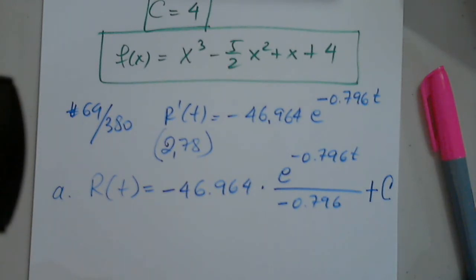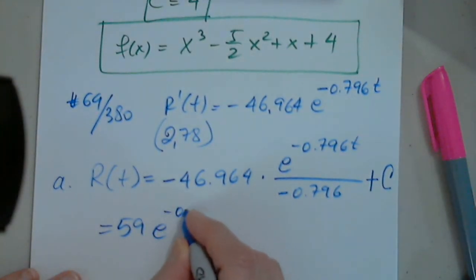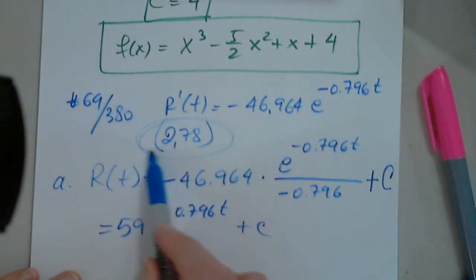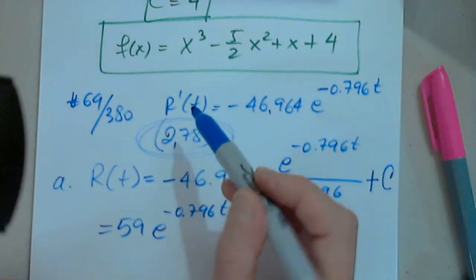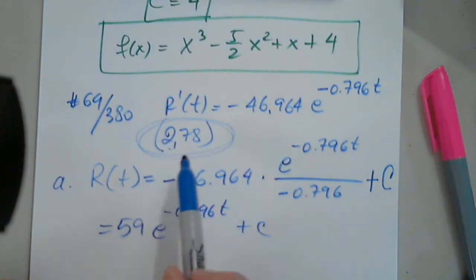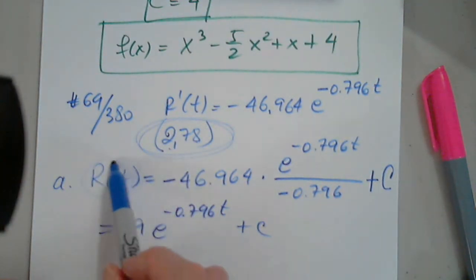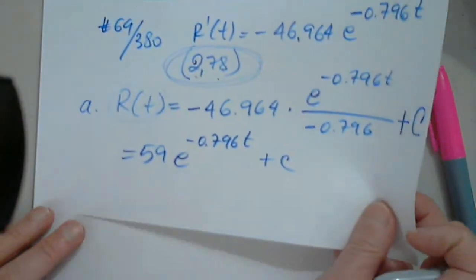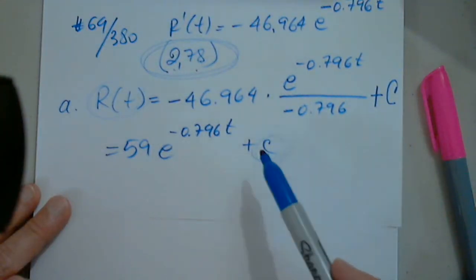Did I enter it correctly? I think I did. And oh, look at that. Brilliant. That was nice. 59 e to negative 0.796t plus a constant c. They are giving us this point. When t is 2 minutes, r of t is 78. So this will enable us to determine c.